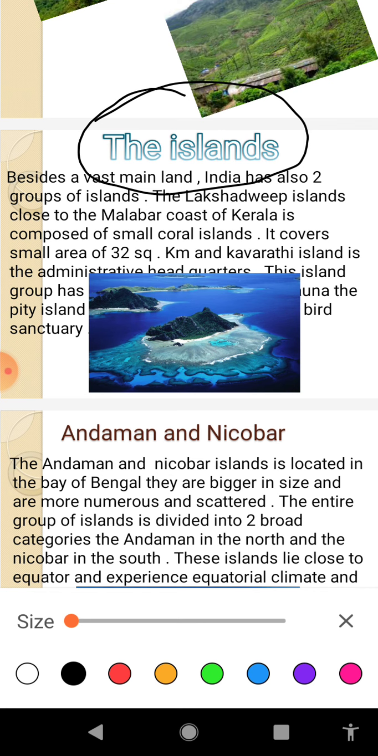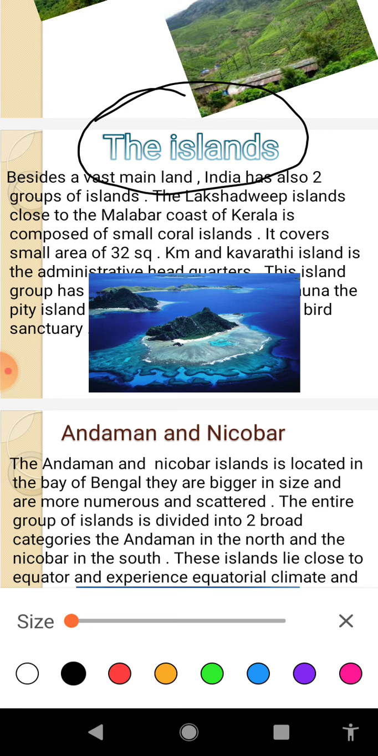First we will discuss the Lakshadweep Islands. These islands are of coral origin, meaning they have been formed from the skeletons of coral polyps. Due to the deposition of the skeletons of coral polyps, the Lakshadweep Islands have been formed. So, it is said that they are of coral origin.